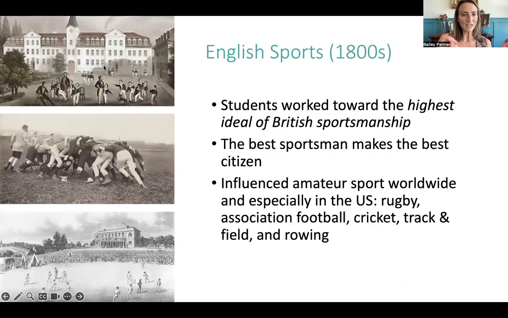Next, we get into English sports. With English sports in the 1800s, these young British men had this ideal of British sportsmanship and said that basically being a sportsman makes the best citizen. They believed in playing lots of different sports for the game's sake, which means playing the game the way the game's designed, because I'm an athlete, I'm a sportsman. They did lots of different activities: rugby, association football, which was a spin-off of rugby, cricket, track and field, and rowing were very popular sports during this time.